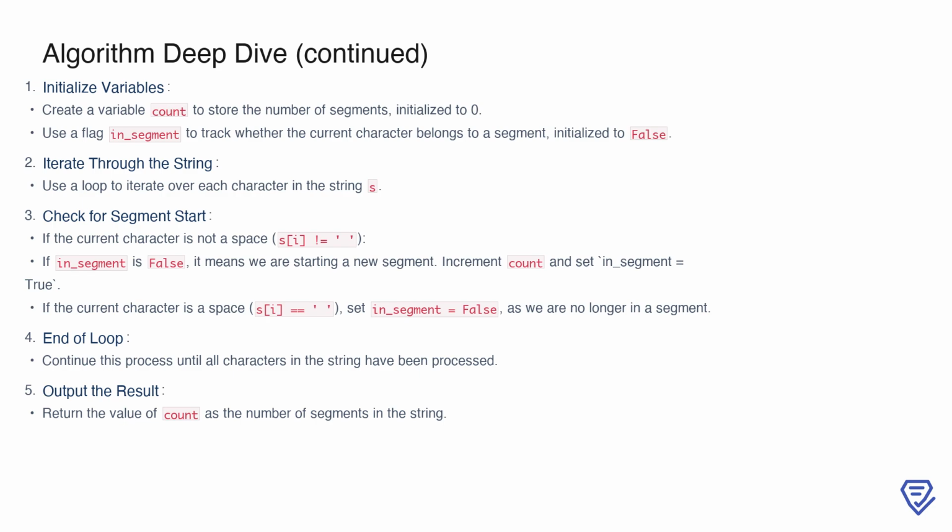On the other hand, if we encounter a space, we set in_segment to false, signaling that we are no longer in a segment. This process continues until all characters are processed. Finally, the value of count is returned as the total number of segments in the string.